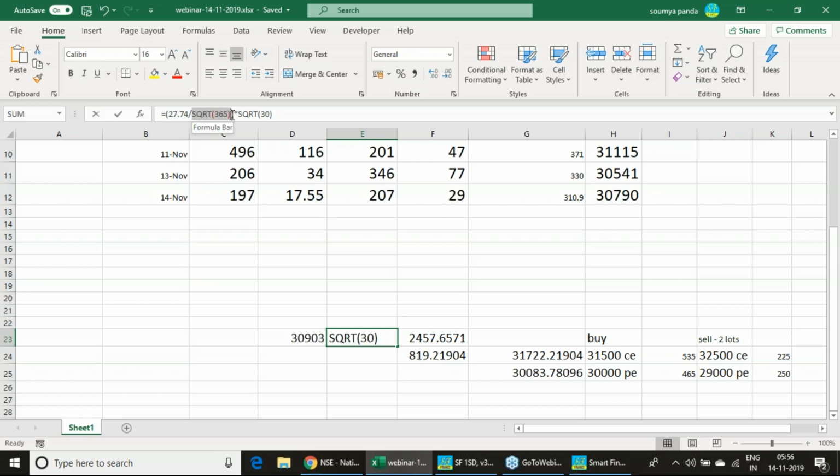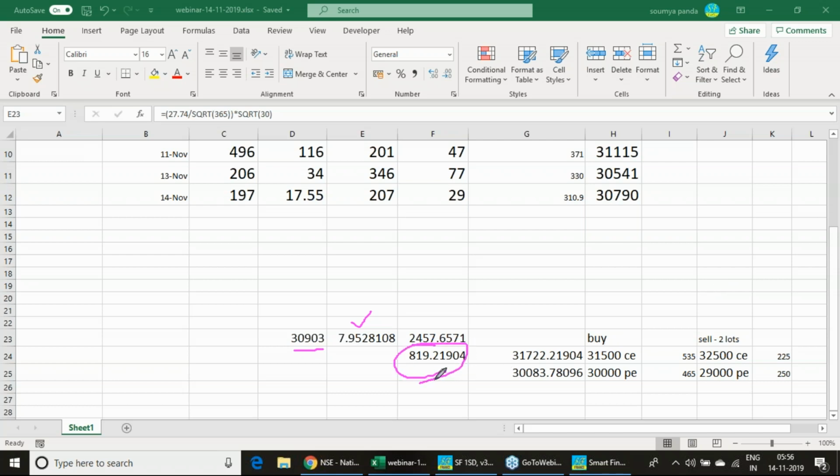I am dividing it by the square root of 365 and multiplying with the square root of 30 because I want the monthly volatility. Once I get it, it gives me 7.95% monthly volatility. Multiplied with 30,903, which is the last traded of the December future, I am getting 2,457 points as the expected move. I am taking 1/3 of that.